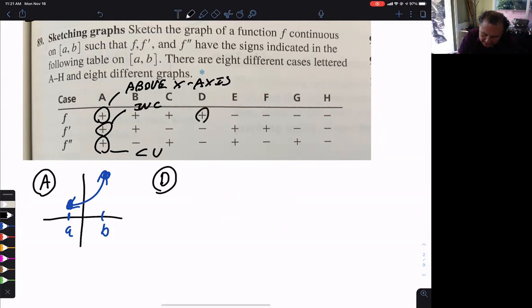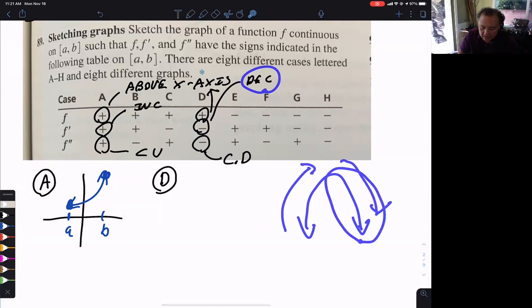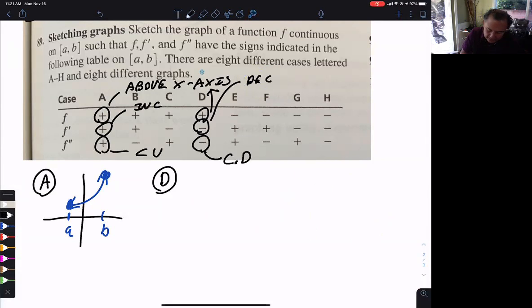So this says, same thing, above the x-axis. A negative f prime says it's a decreasing function. A negative second derivative says it's concave down. So what does concave down look like? That's concave down, but it's decreasing. This is increasing, that's decreasing. So it has to look like the right half. So it's going to look like that, but it's above the x-axis.